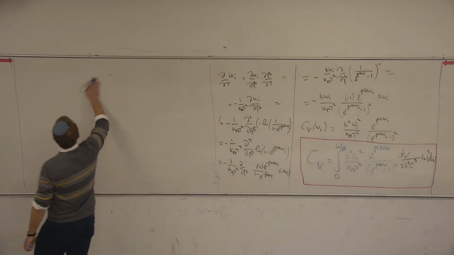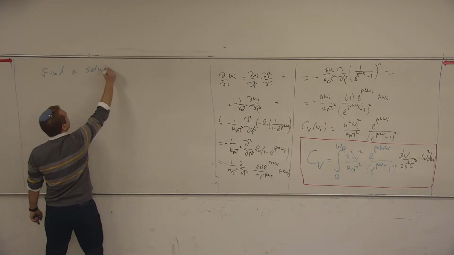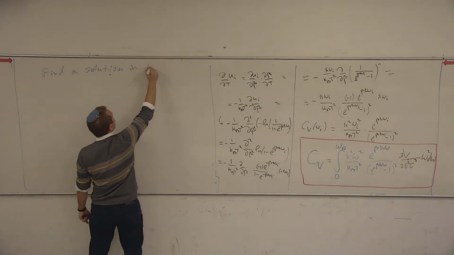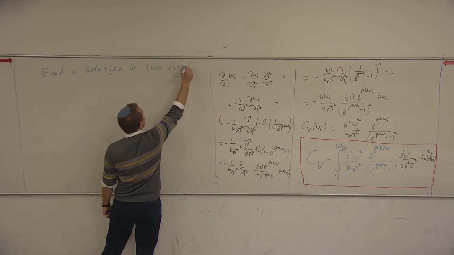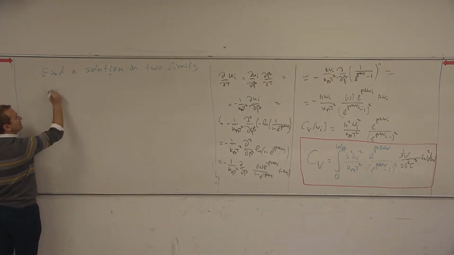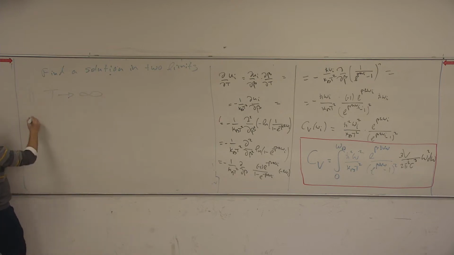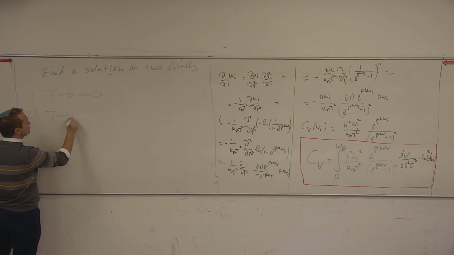We're going to find a solution in two limits. And those are the usual limits in physics and in statistical physics over here: we're going to look at T goes to infinity, and the second limit is T goes to 0.